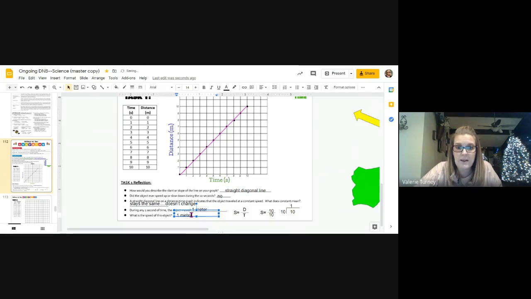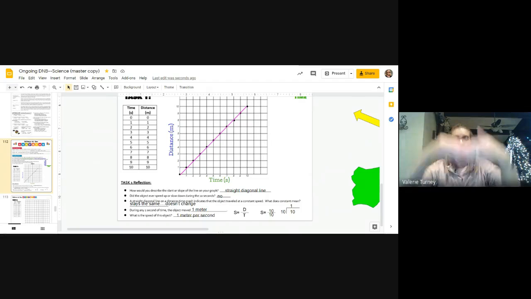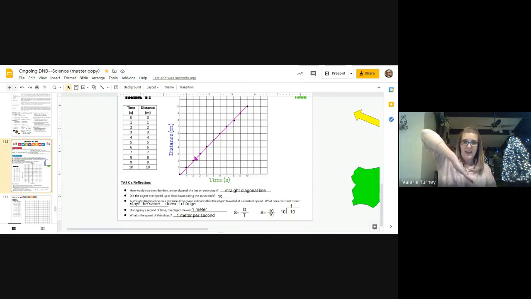So for every second that passed, this particular person moved 1 meter. So 1 meter at 1 second, and by 2 seconds, they were at 2 meters, and by 3 seconds, they were at 3. Every second, they moved forward 1 meter. Now that would be considered a constant speed. If you look right here, this is a straight diagonal line. A straight diagonal line means on a distance time graph that they traveled at a constant speed.